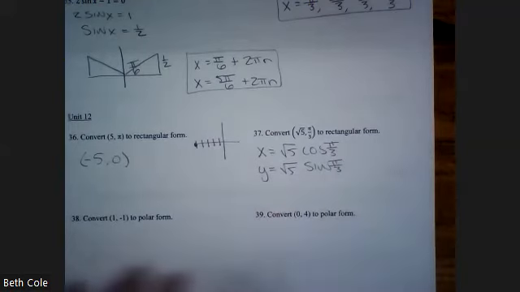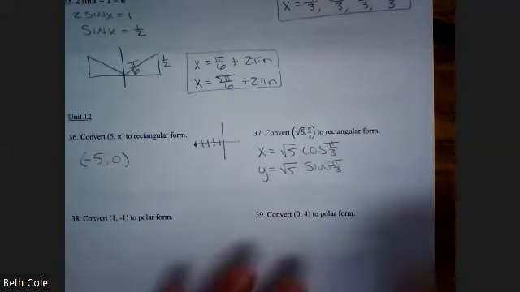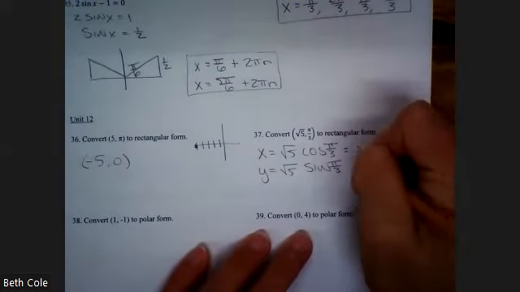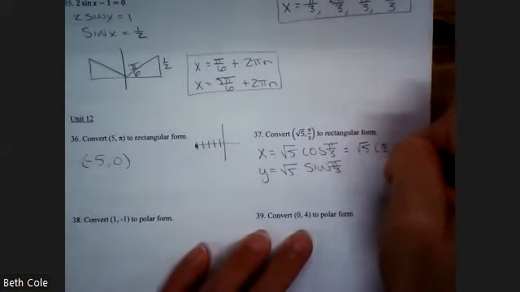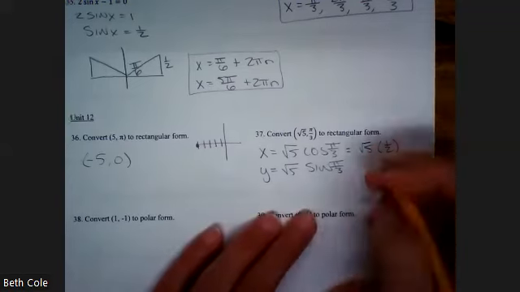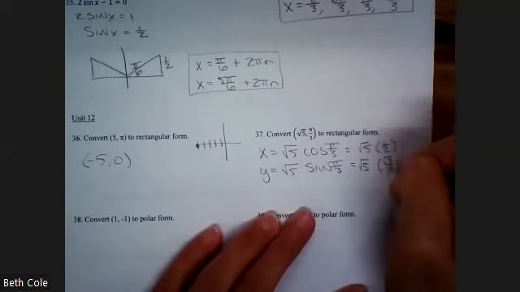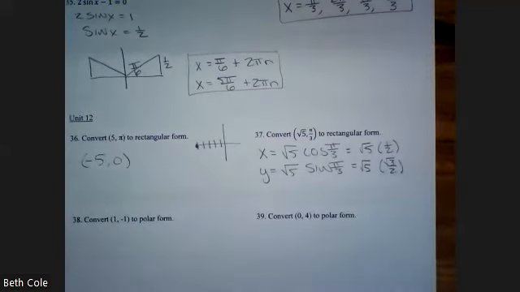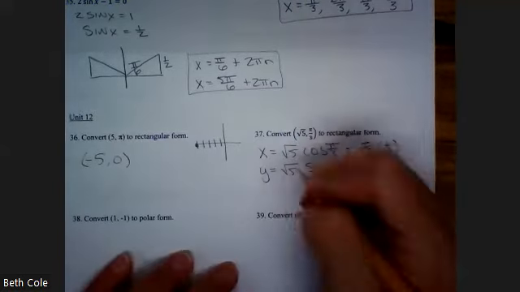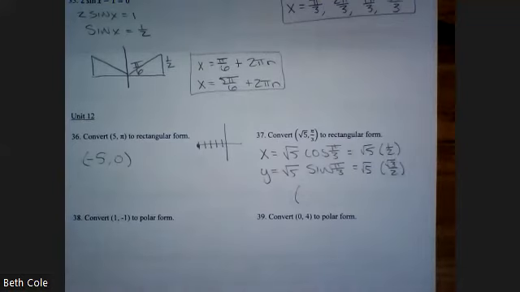So cosine of pi over 3, if you think about your pi over 3 triangle, the x value would be 1/2. So this is square root of 5 times 1/2. And then sine of pi over 3 is your square root of 3 over 2. And then you just have to write the answer as an ordered pair, x comma y.